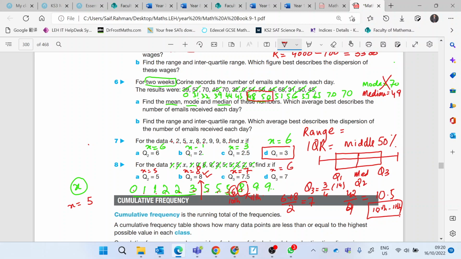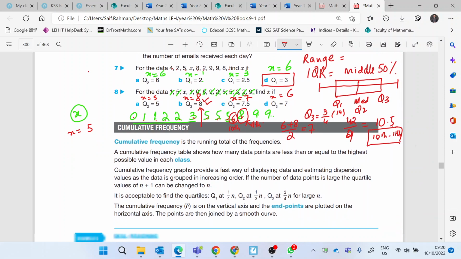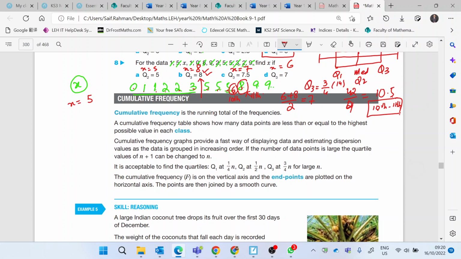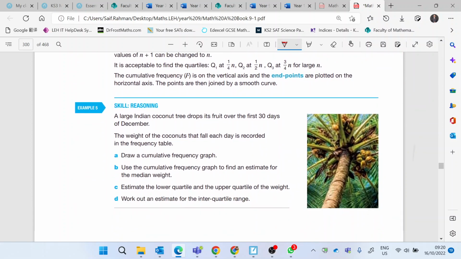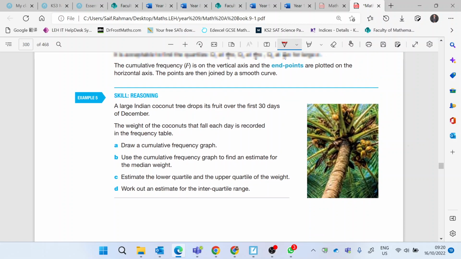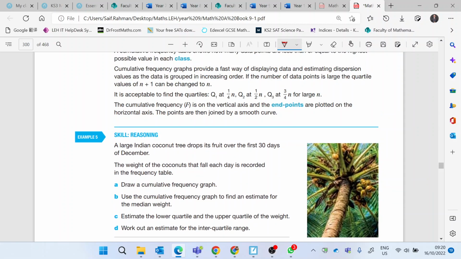So these are the answers. In the next video we have cumulative frequency, and cumulative frequency we can study next time.